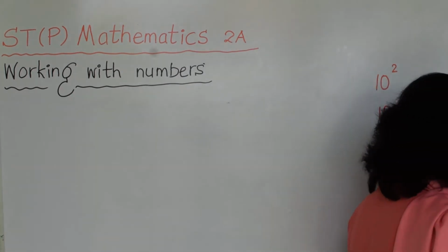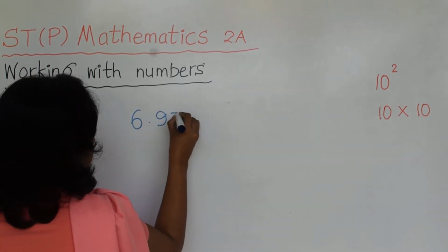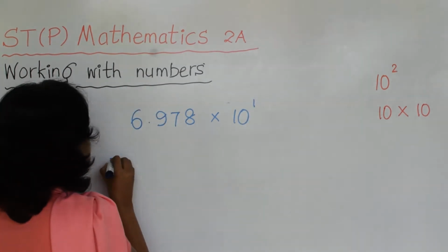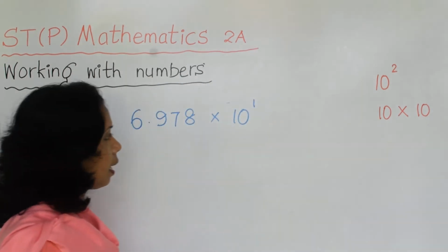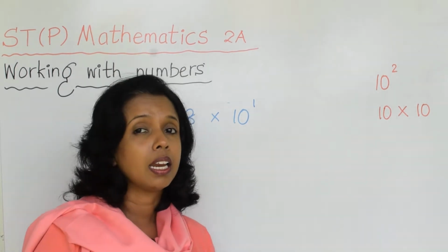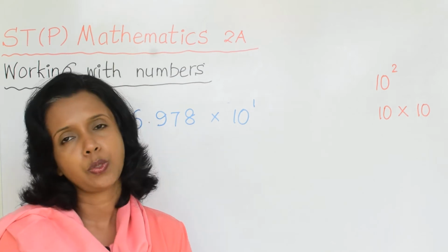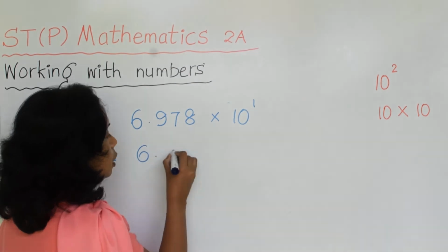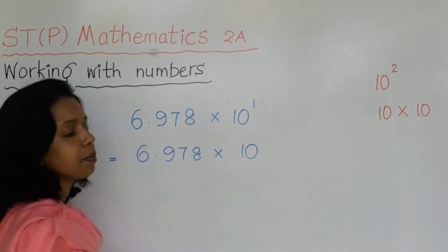Look at this. Now what happened? 10 to the power 1. 10 to the power 1, right? So what does that mean? If the index value is 1, the answer will be the same base value, right? So 10 to the power 1, the answer is 10. You write 6.978 multiplied by 10. Okay.